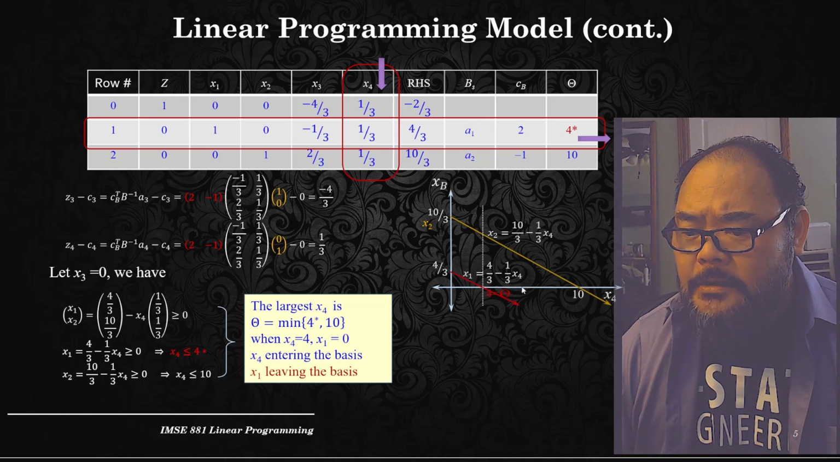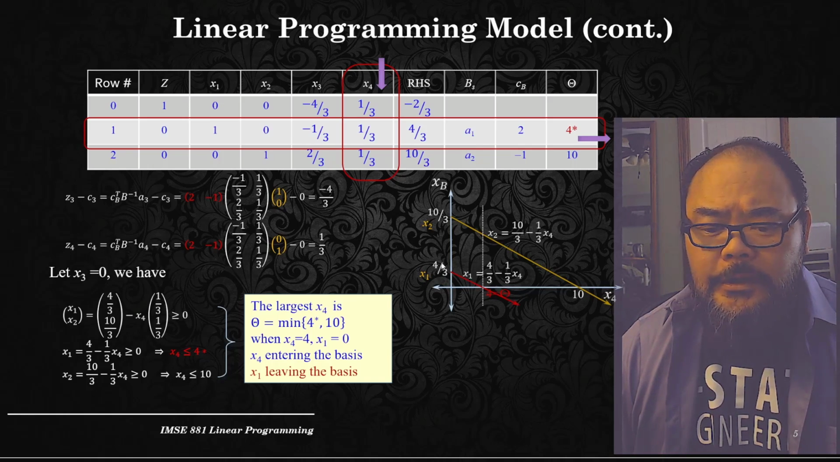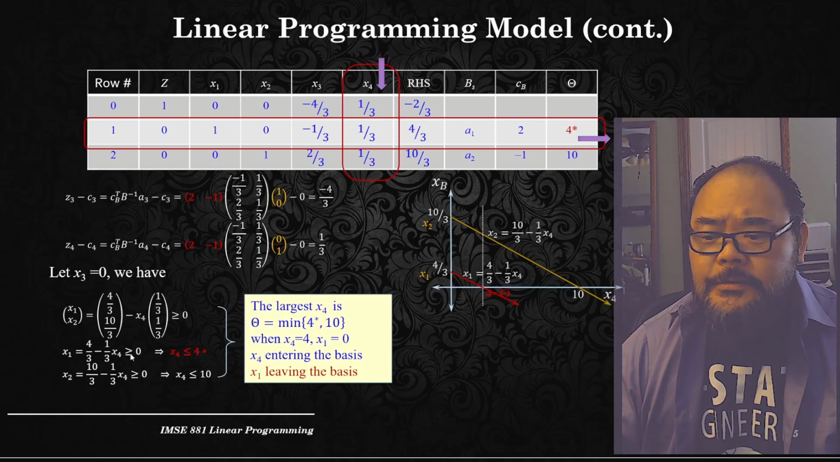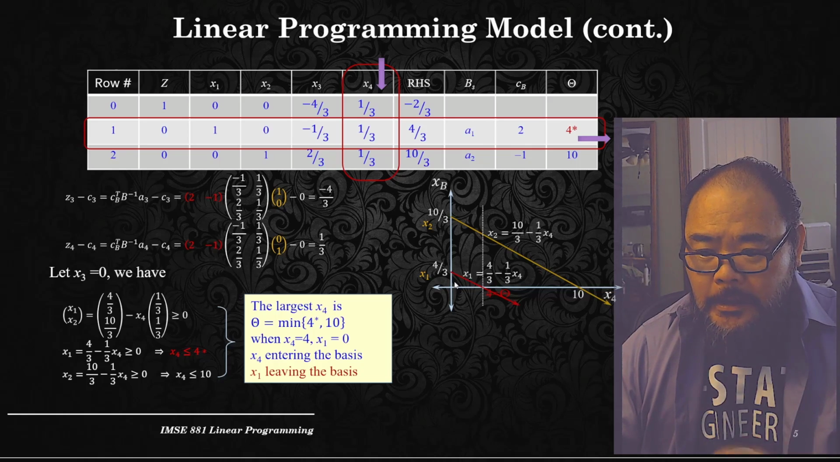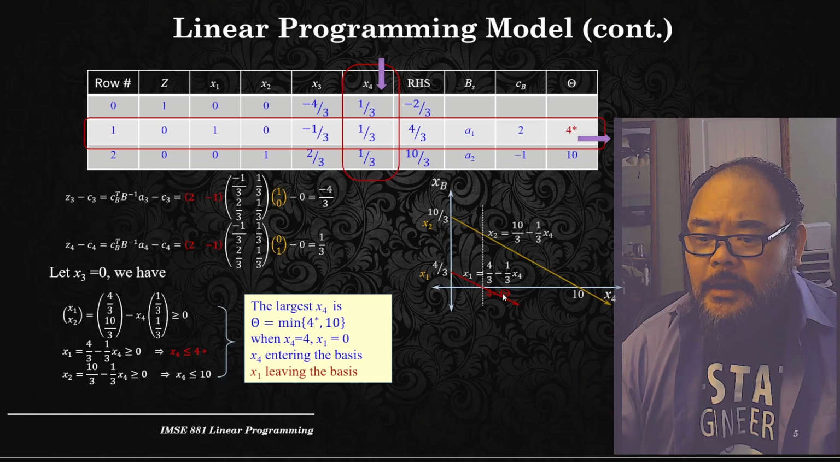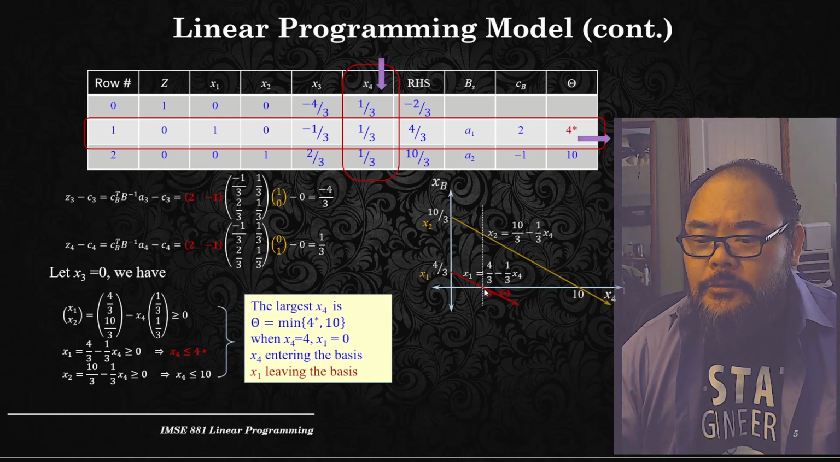When x4 equals 10, x2 becomes 0 at this point. Next is x1. x1 currently equals 4 third, okay? Based on this equation, it is 4 third minus 1 third of x4. So x4 is originally equal to 0. When x4 starts increasing all the way, x1 decreases correspondingly until x4 equals 4 and x1 reaches 0. So between x1 and x2, x1 reaches 0 first as x4 increases.